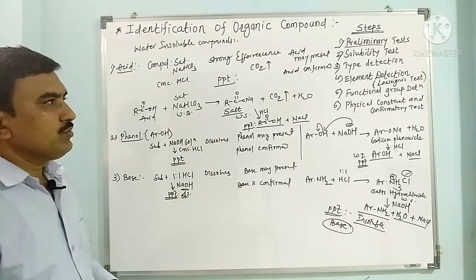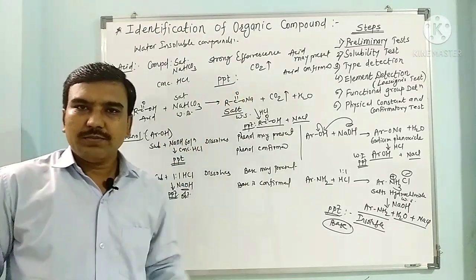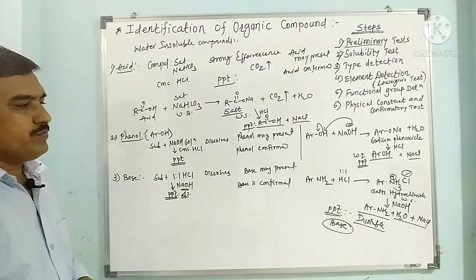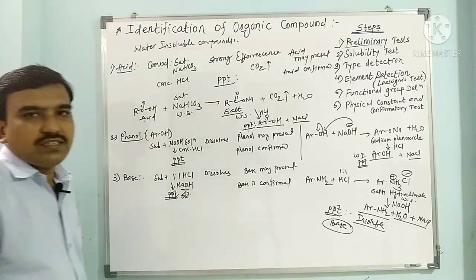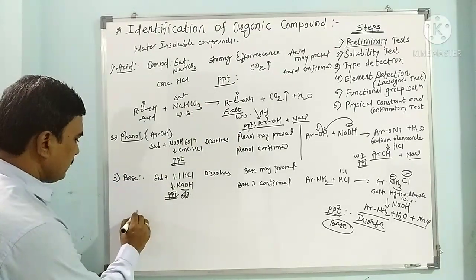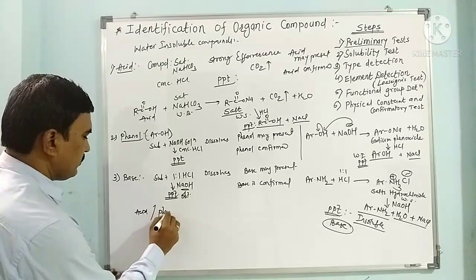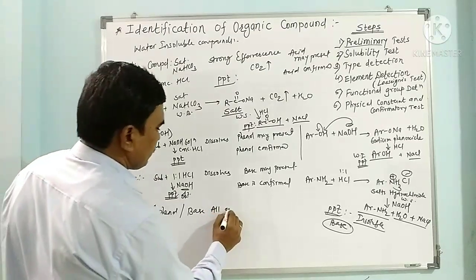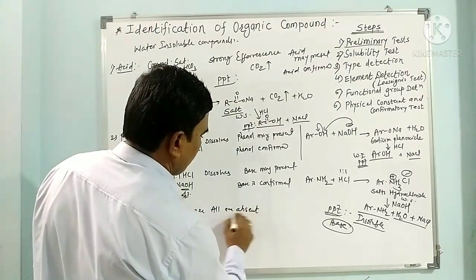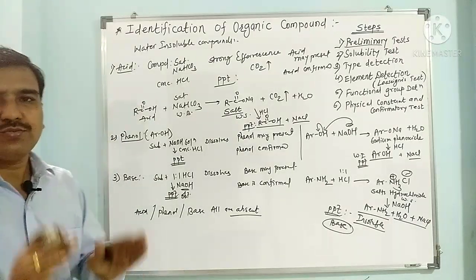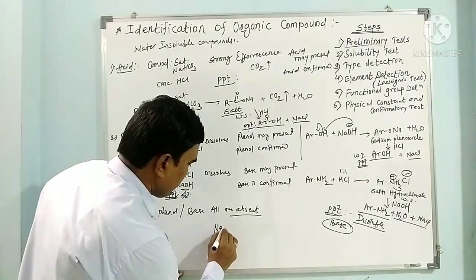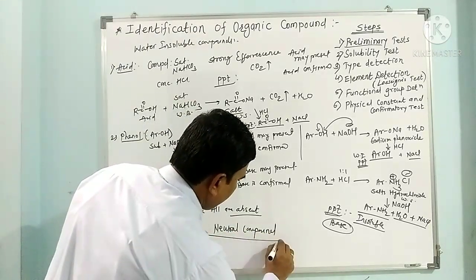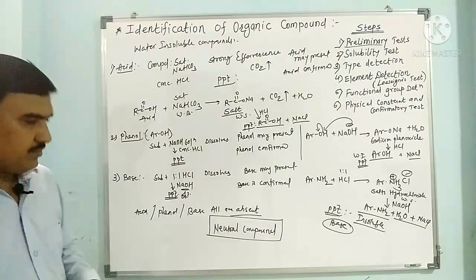So water insoluble compounds are detected by using chemical methods: sodium bicarbonate, NaOH and 1:1 HCl. If we get a negative test, all these three tests found negative, so acid, phenol and base are all absent. Then the compound belongs to the neutral category. So the neutral compound is present. So it concludes that the compound used is neutral.